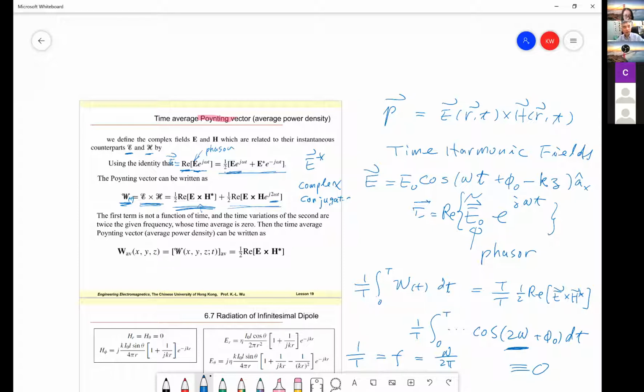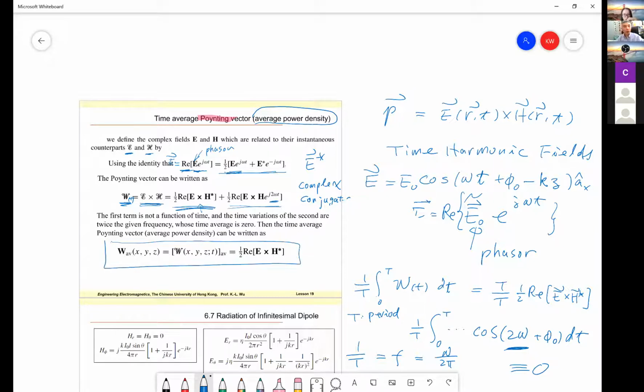And we are not interested in the power density at a certain time instant. We are only interested in the average power density over one period. T is the period, right? So 1 over the period.